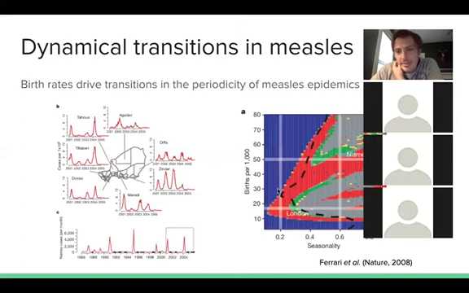Whereas if the birth rate is lower, say below 20 per thousand, even at relatively low seasonal forcing, we often get multi-year periodicity, meaning we have to wait multiple years for enough susceptible individuals to build up in the population to have a big epidemic again.